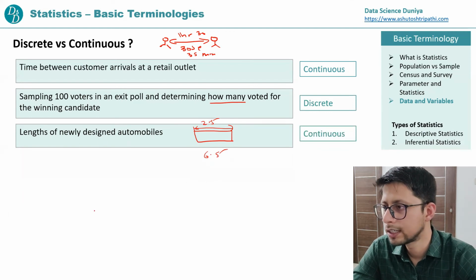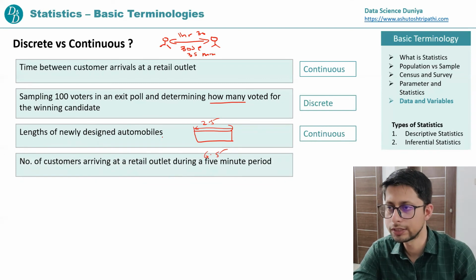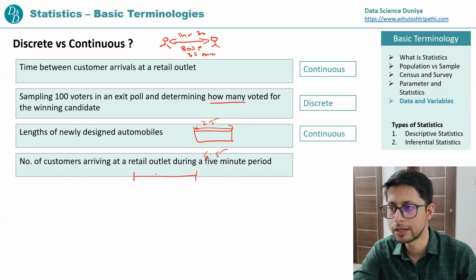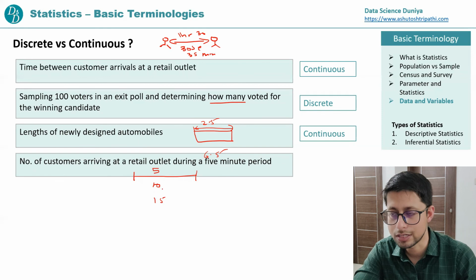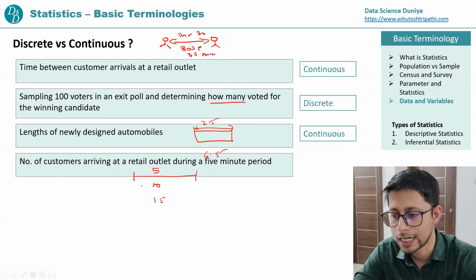Okay, so let's take another example. Number of customers arriving at a retail outlet during a 5-minute period. So there is a 5-minute window and you can count exactly how many customers have arrived in that 5 minutes. It could be 5 customers, or 10 customers, or 15 customers, but there will be a fixed number of customers who have arrived in that 5-minute window. You can easily count, right? So that's where it becomes a discrete variable.